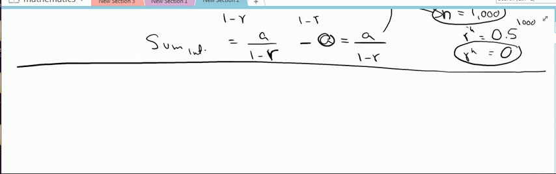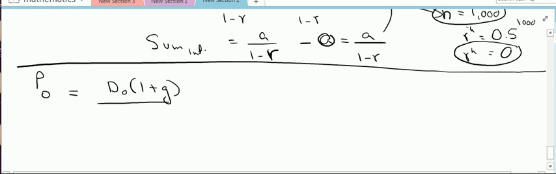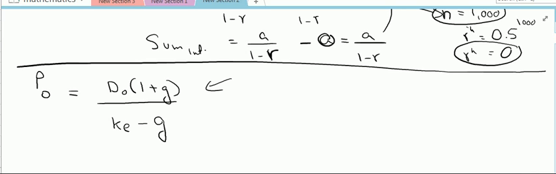The growth rate should be less than KE. Let me write the dividend valuation model's formula. P0 is equal to D0 multiplied by 1 plus G, divided by KE minus G. So this is the formula which we need to derive now.